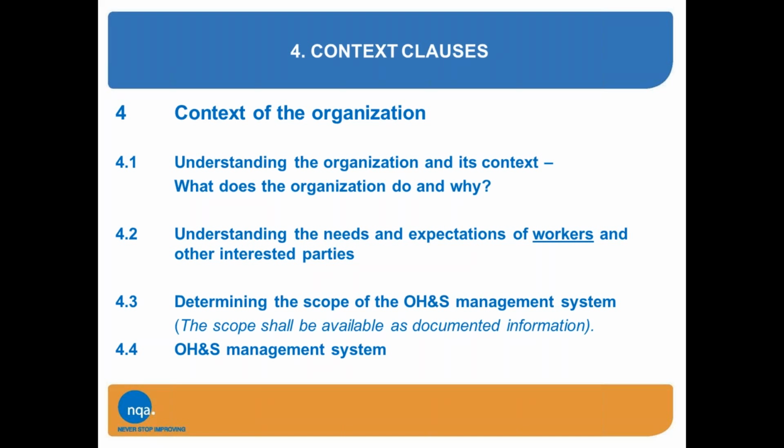And only when you've understood those two elements in 4.1 and 4.2 can you determine the scope of the OHS management system. For those of you with an existing OHS system, 18001, that scope may well have been defined previously, and it may still be appropriate to continue with that scope. But you still need to look at understanding the organisation and the interested parties, including the primary interested party being workers, because they are the primary protection group that you're trying to protect from ill health and injury.